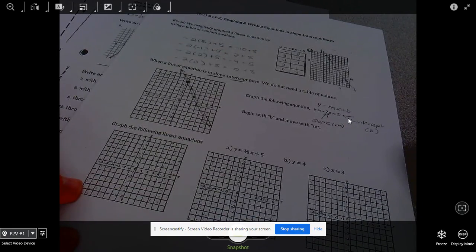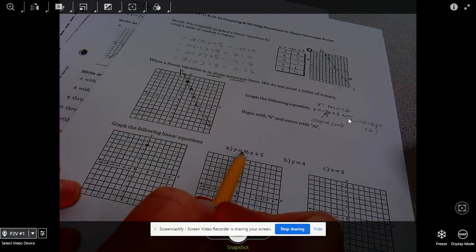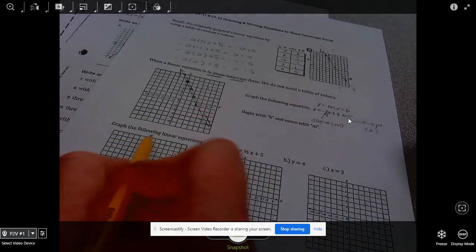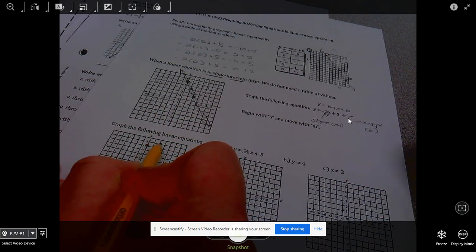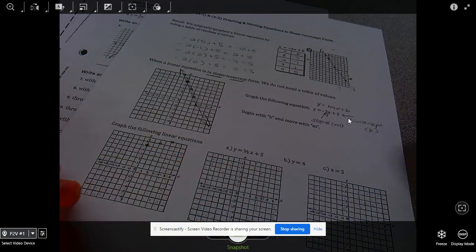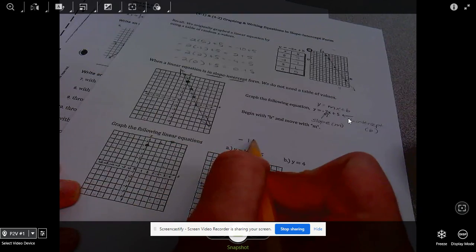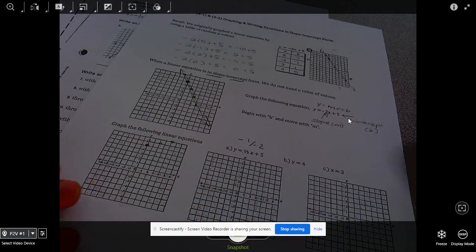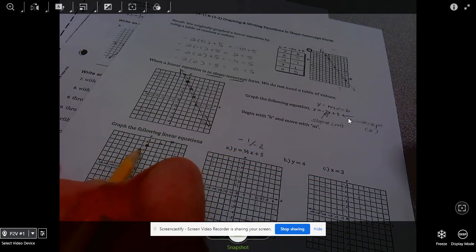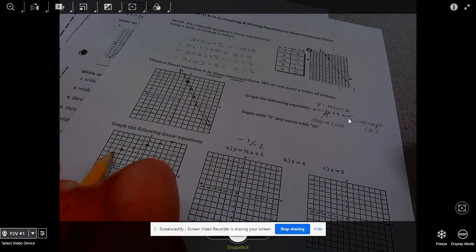Here it says graph the following linear equations. The first one we're going to use is 1/2 and 5. So we begin with b and we move with m. We're going to begin with 5, and we're going to go up 1, right 2. Or we could have gone down 1, left 2.